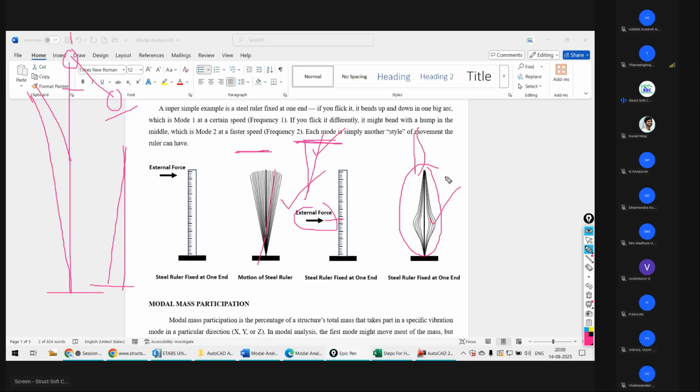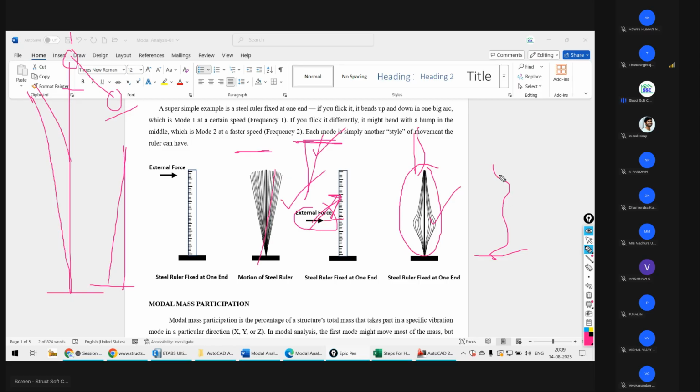This is the response, second mode. Then if I apply the load at this angle, then a different shape will come. That I am going to capture, that is another mode shape. So multiple mode shapes you can create, and multiple patterns of deformation you can find for the structure, but the action you have to change.